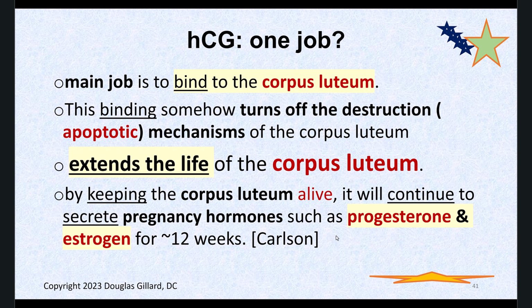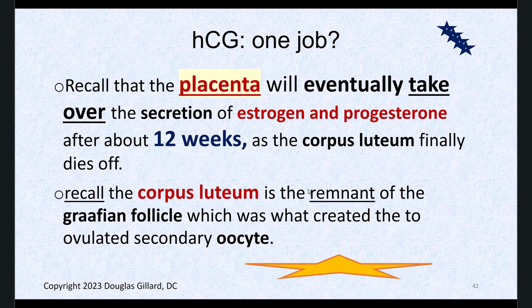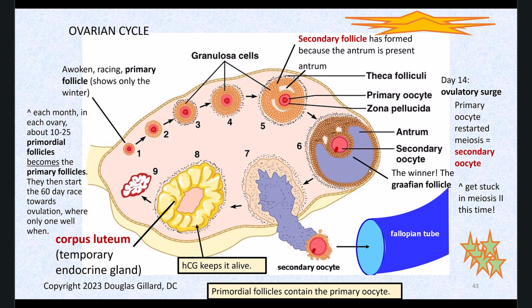And we need that to go for a couple weeks or a couple months before the placenta is able to take over those duties. Recall, the placenta will eventually take over secretion of estrogen and progesterone around week 12 or so, and then the corpus luteum will finally die. Remember, the corpus luteum was a remnant of the Graafian follicle. So we've looked at this several times.